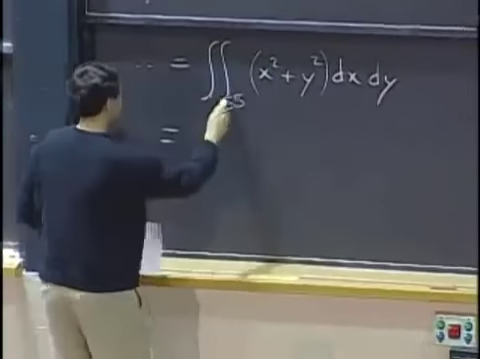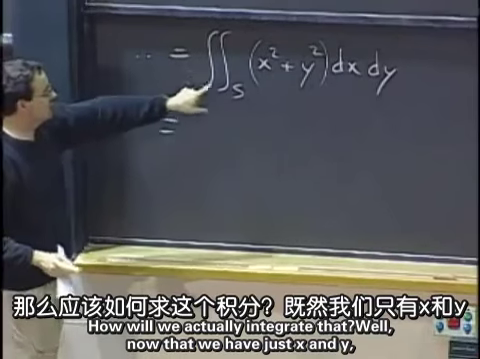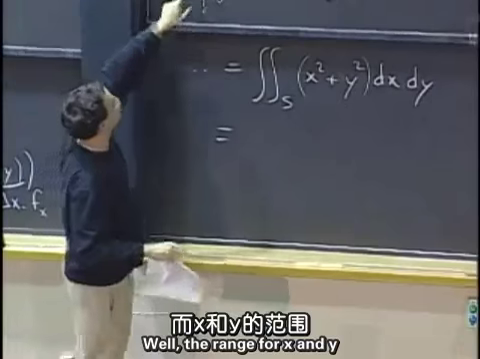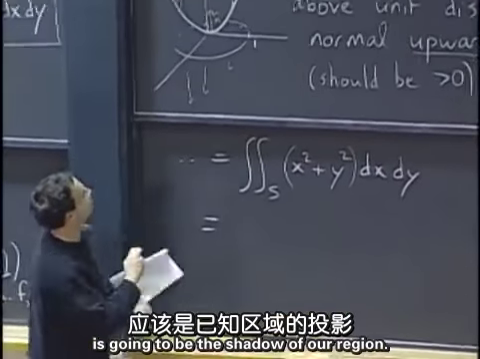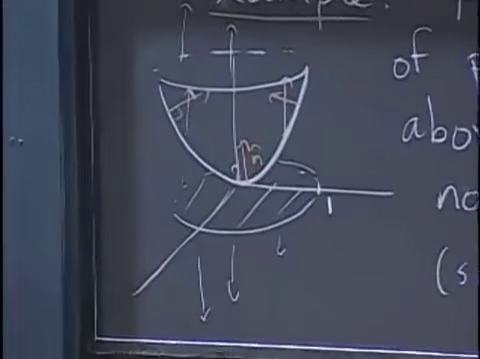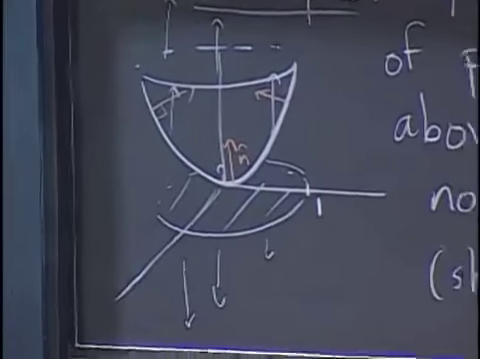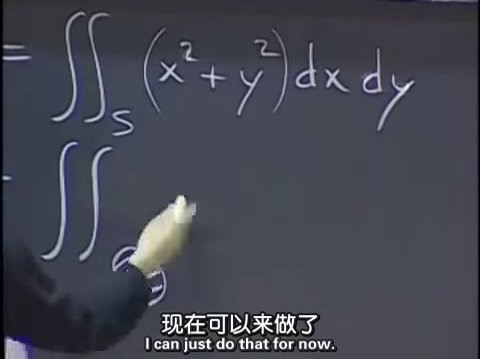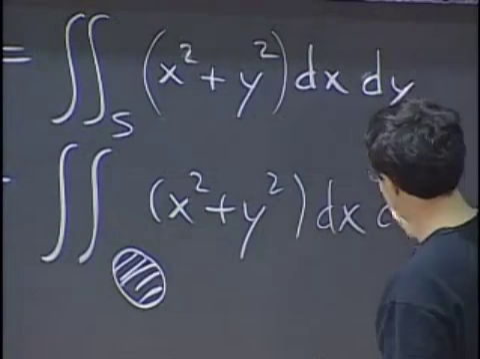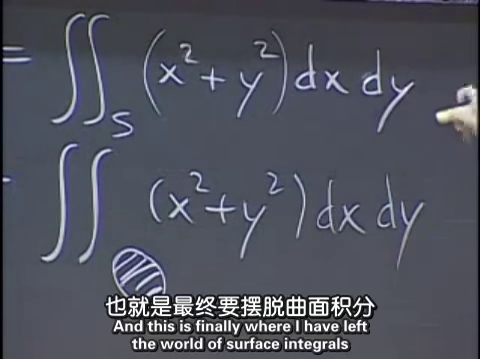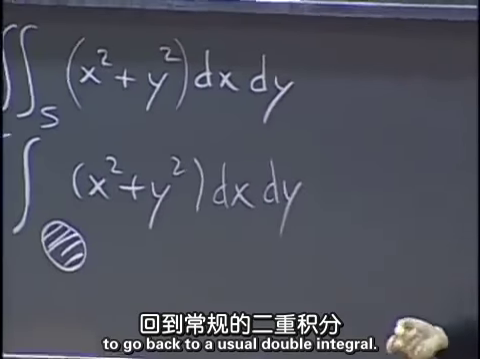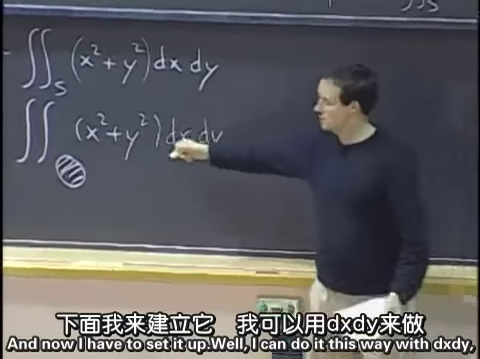Okay. So now, how will we actually integrate that? Well, now that we have just x and y, we should figure out what's the range for x and y. The range for x and y is going to be the shadow of our region. It's going to be this unit disk. Okay, so let me just do that for now. And here, this is finally where I've left the world of surface integrals to go back to a usual double integral. And now I have to set it up.